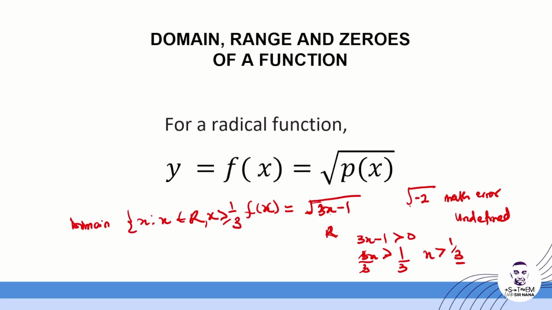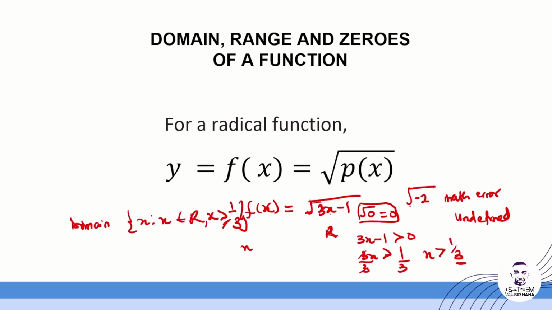The 1 over 3 is inclusive because when we put 1 over 3 in place of x, it makes the function the square root of 0. And the square root of 0 is 0, right? So it means that 1 over 3 is inclusive. That's why we have greater than or equal to. So the domain will be the set of all real numbers, but x should be greater than or equal to what? 1 over 3.